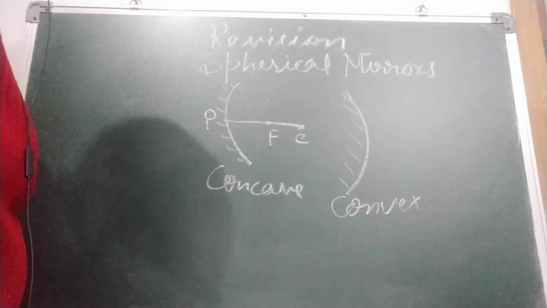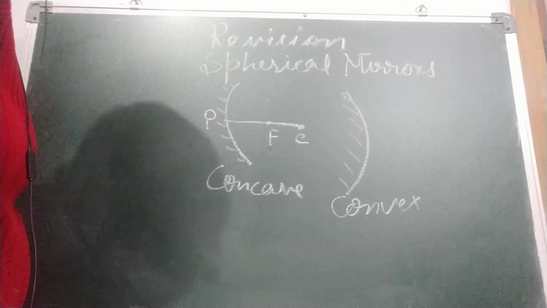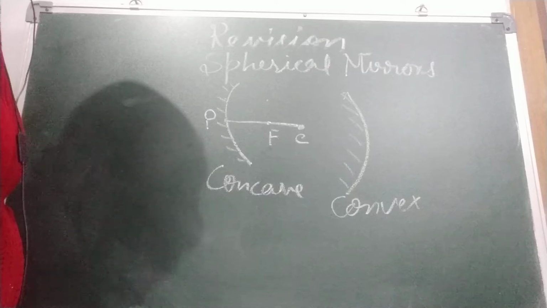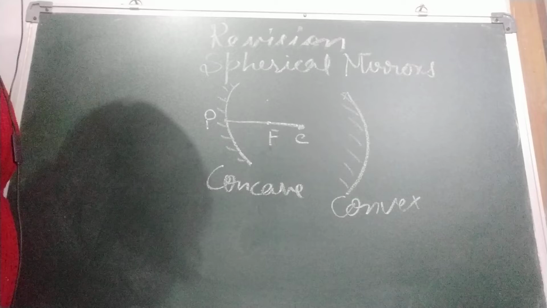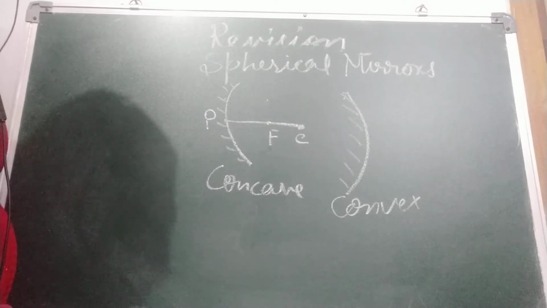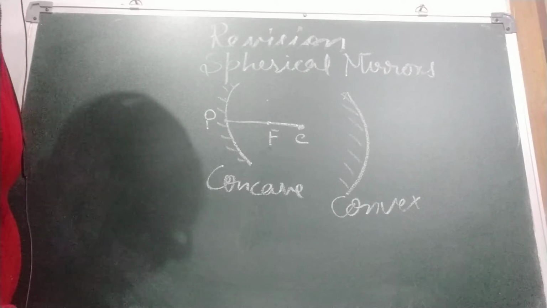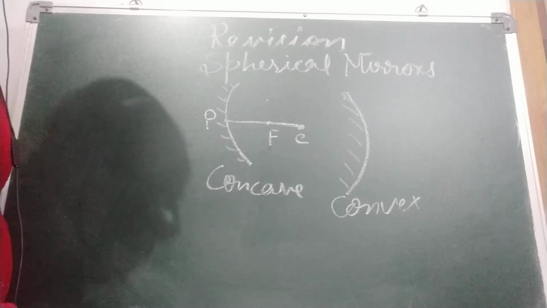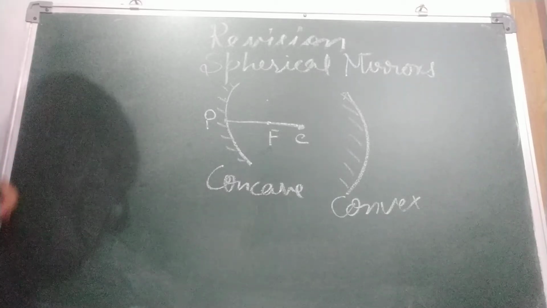Come to the convex mirror. What kind of image is formed, real or virtual? So we can say virtual. Erect or inverted? The virtual image is always erect. Size very small. Whatever is the size of the object, the image we will get is very small. And it always forms between F and P. So these are the characteristics of images formed by spherical mirrors.